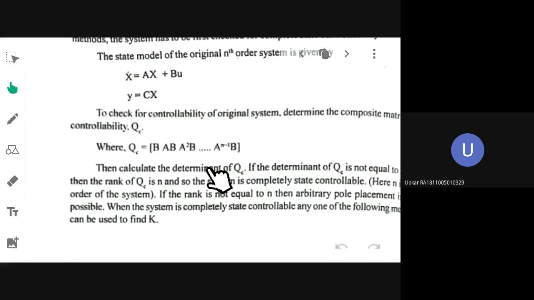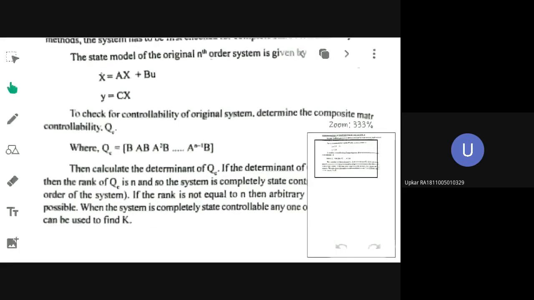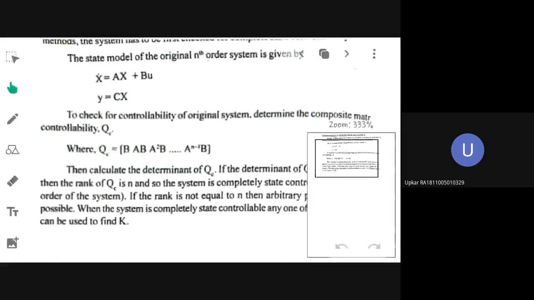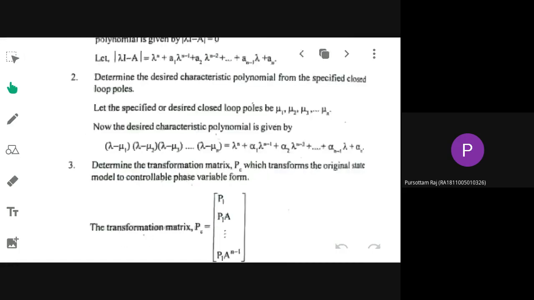QC is given here. What is QC? There are two matrices actually. Last class we have solved problems. One is the observability matrix and the other one is what matrix? Controllability. So this is your controllability matrix. The first step that you will do is, for the given system, you will check the controllability. Then the next thing is you will be calculating two things.